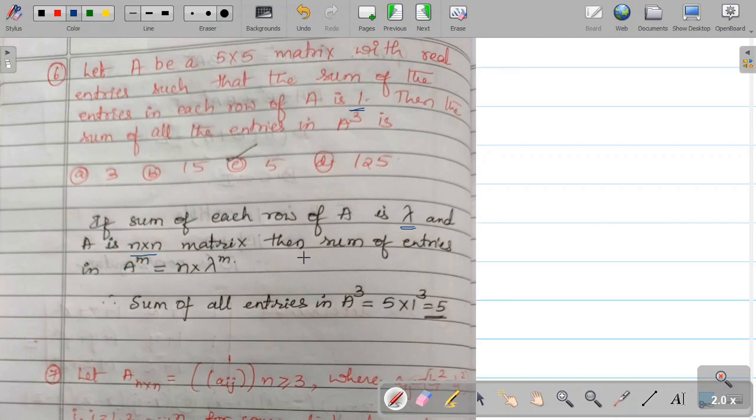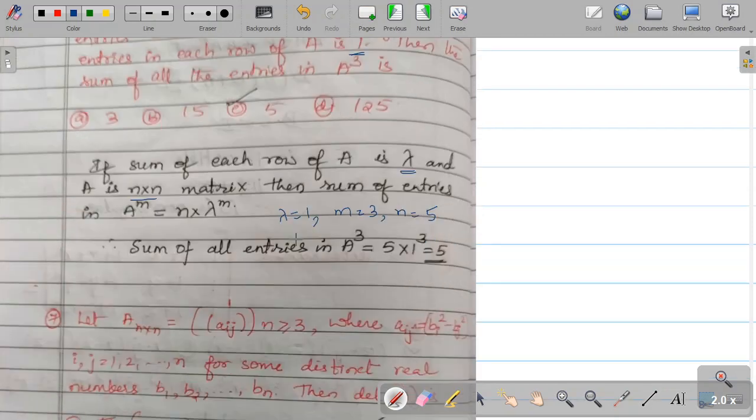Here in this case, lambda equal to 1, m equal to 3, and n equal to 5, since it is of order 5. So substitute all these here, you'll get 5 into 1 cube, that is equal to 5. Sum of all entries in A cube is 5.